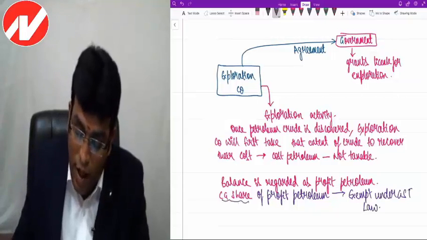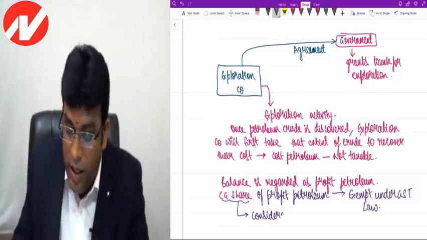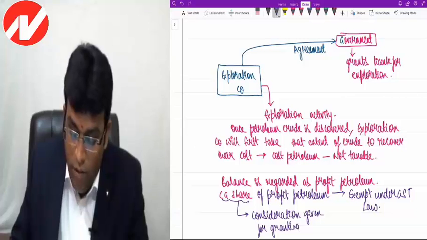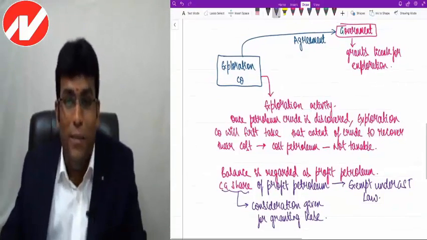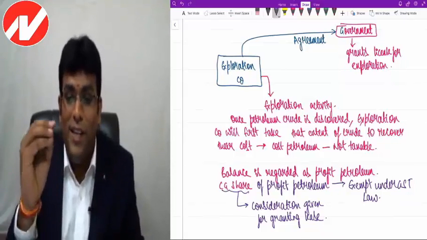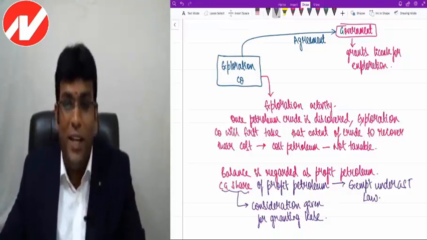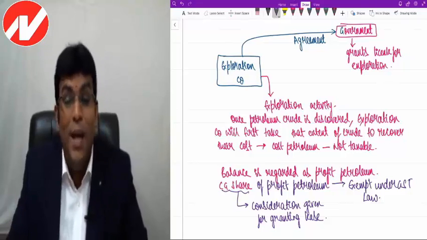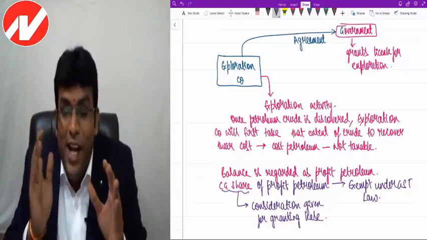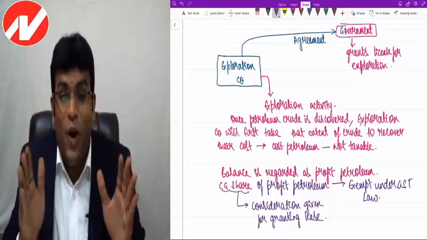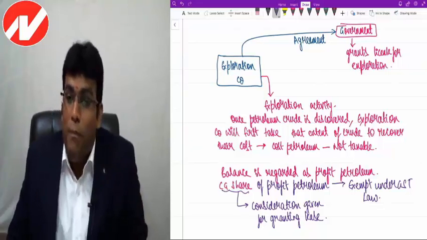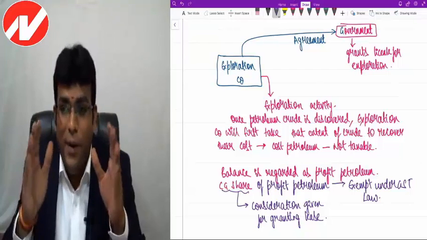And whenever I say central government share, it is something like a consideration given for granting the lease, my dear friends. So I repeat one more time, kindly please listen. Central government and the exploration company are acting as licensor and licensee, wherein the government is giving a license to the exploration company to engage in exploration activity. And once the petroleum crude is discovered, the exploration company will first take that extent of crude oil to recover their cost, and that is technically called cost petroleum. They clearly clarify that this cost petroleum is not taxable, and the balance is regarded as profit petroleum, and this profit petroleum is shared between the exploration company and the central government.